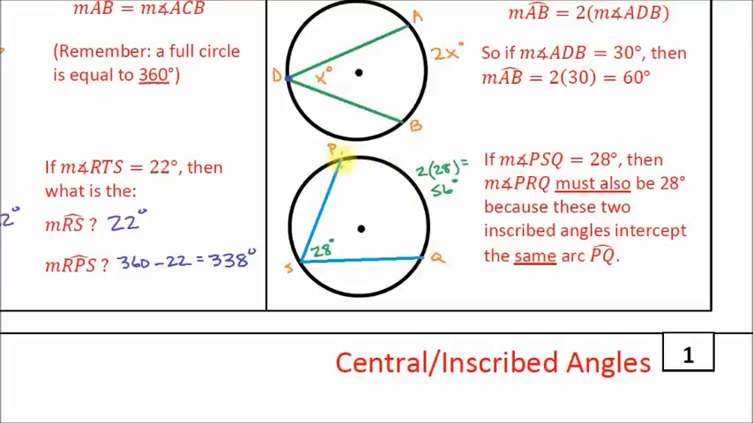All right, and remember that arc PQ is the intercepted arc. It's the arc that is cut out of the pizza, if we call the circle a pizza, with this inscribed angle PSQ. It's kind of a weird way to cut a pizza. Usually we cut it with central angles, but I guess you could cut a pizza this way.